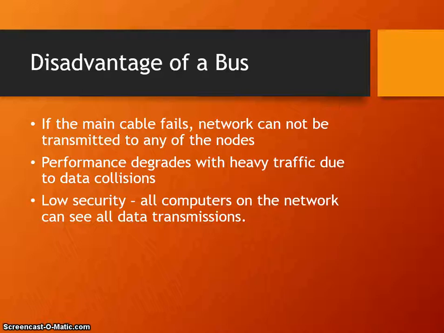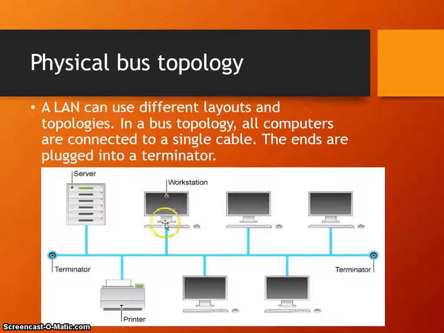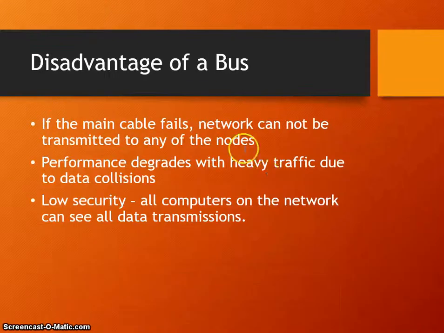The performance degrades with heavy traffic, and we have something known as data collisions. Going back to our bus, if this device transmits data at the same time as this one, you've got 2 lots of data, they hit each other, they collide, and they cause a surge in voltage on the cable. That's known as a collision. So the more devices you've got putting data on the bus, the more chances of collisions.